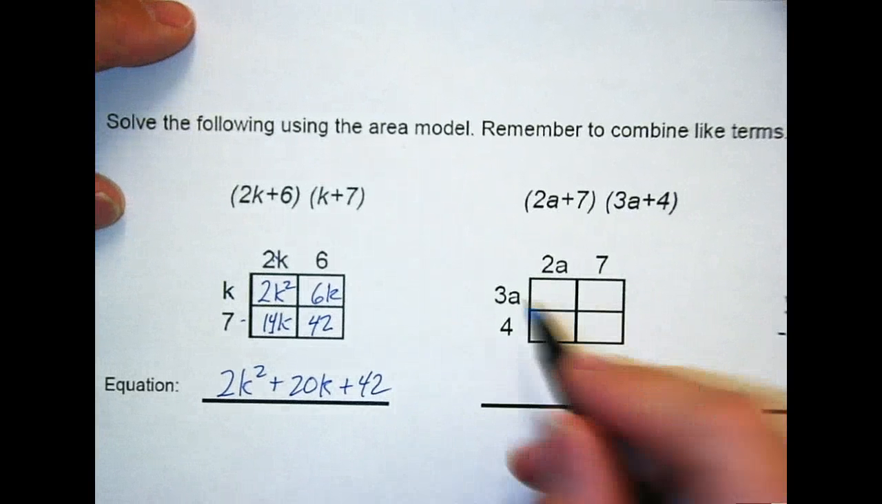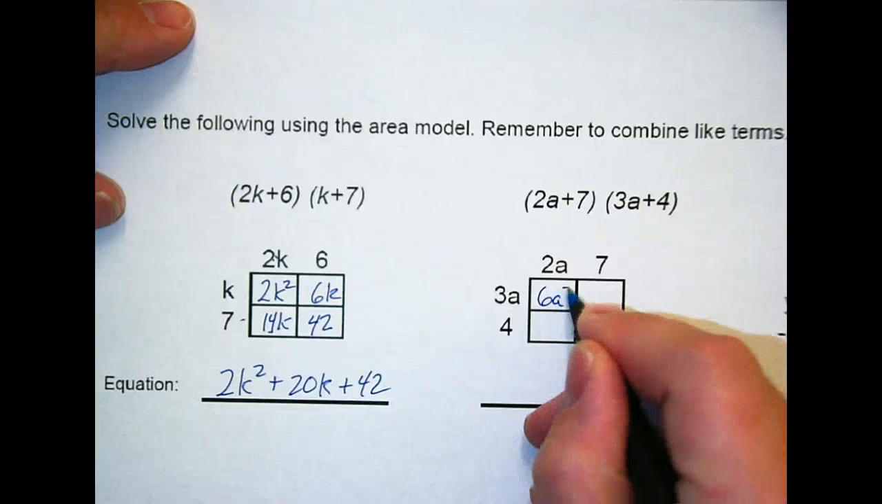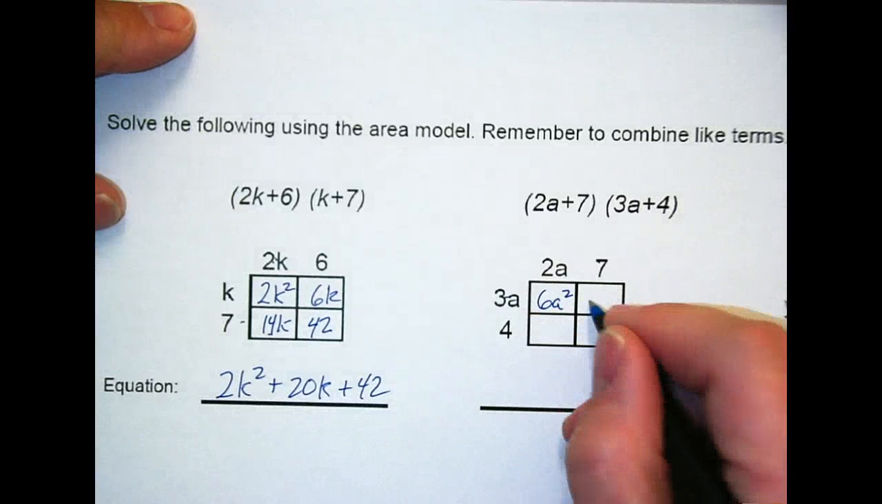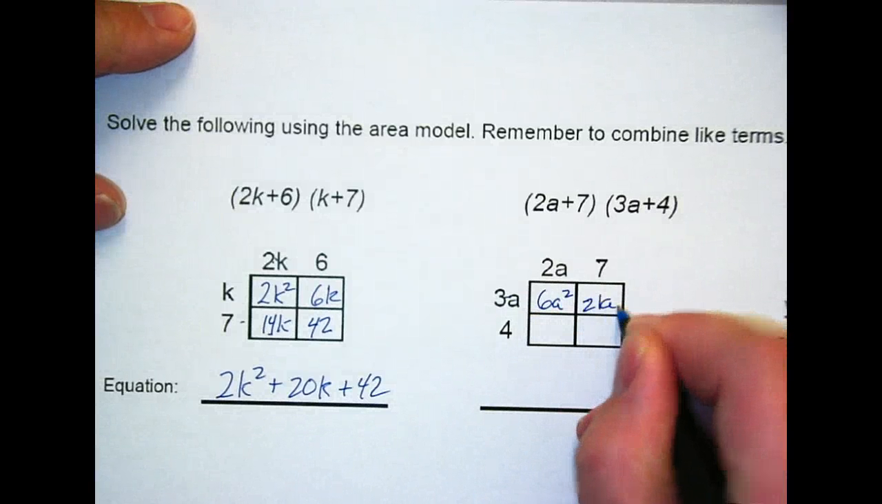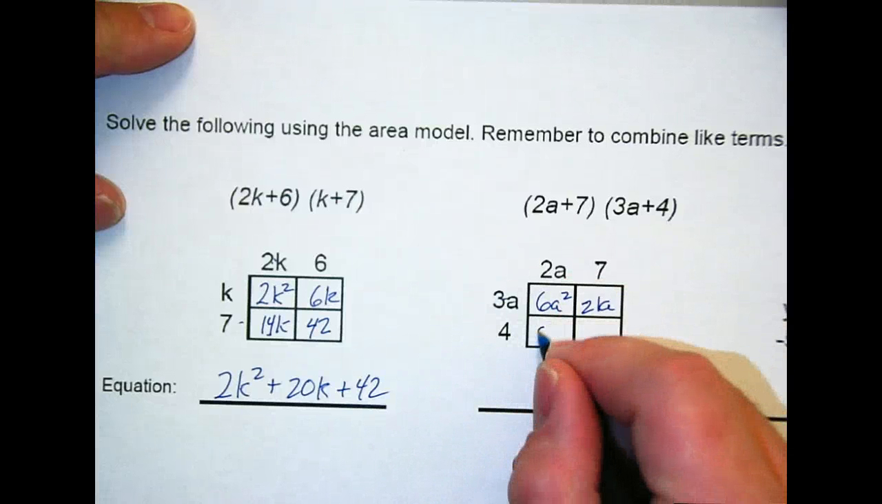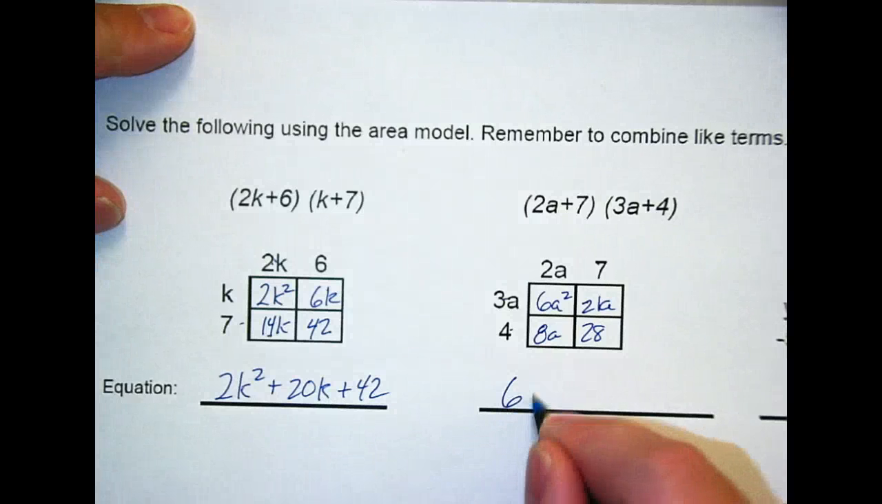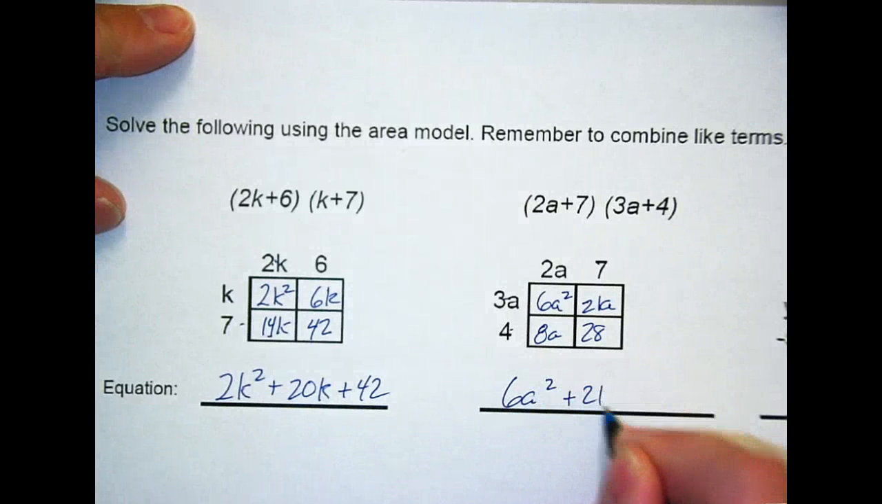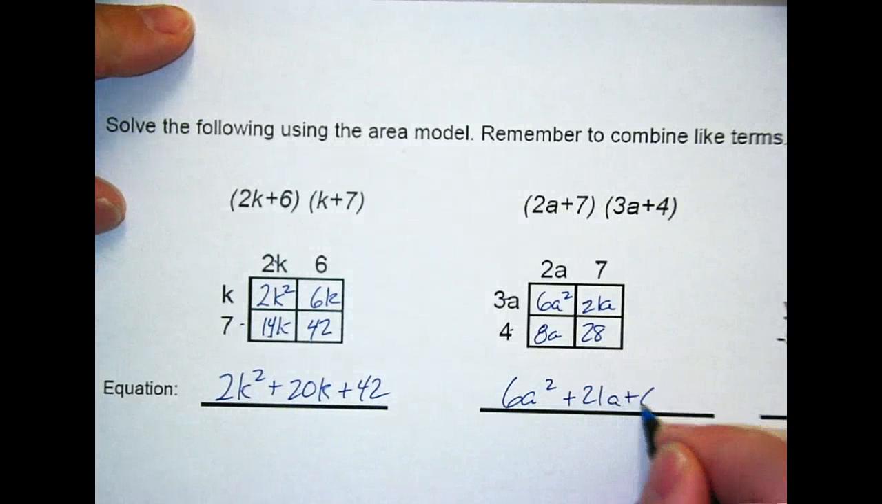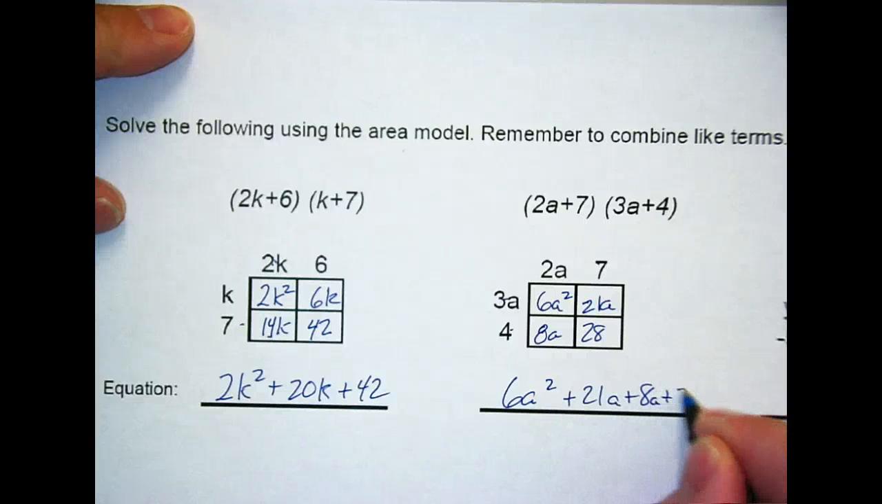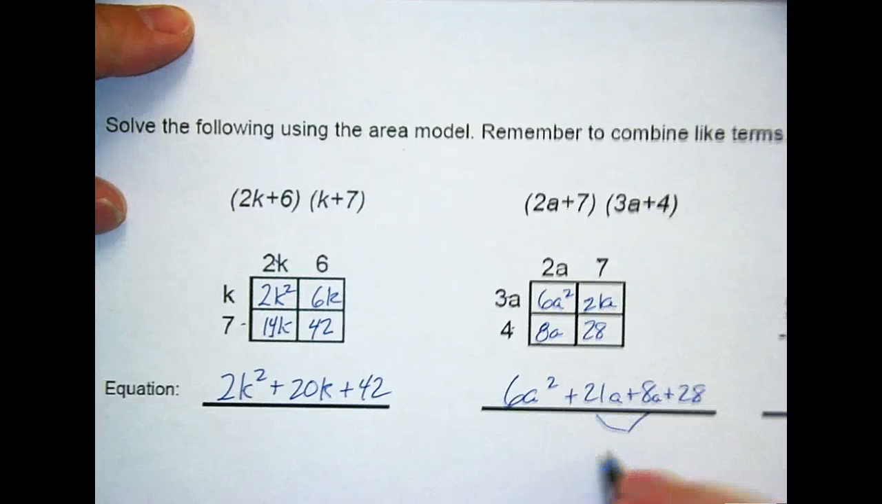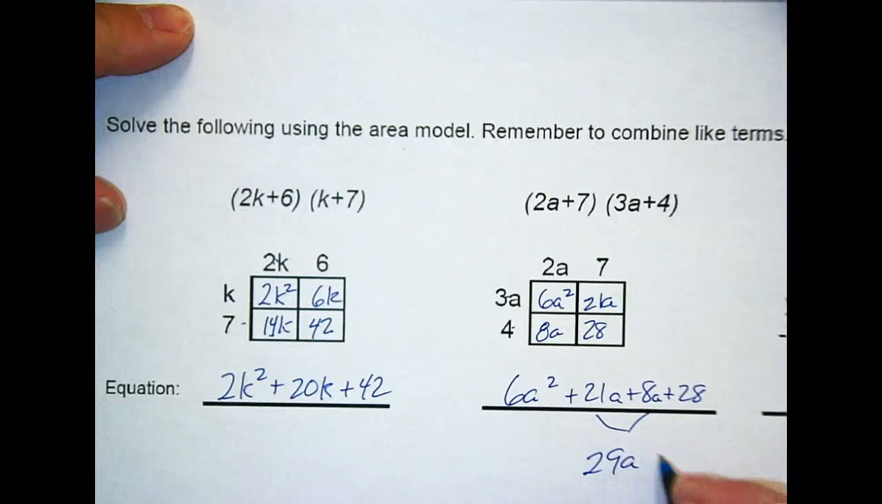Okay. Check this one. 6a squared. 3a times 7 is 21a. 2a times 4 is 8a. And 4 times 7, 28. 6a squared plus 21a plus 8a plus 28. These two combined give us 29a's.